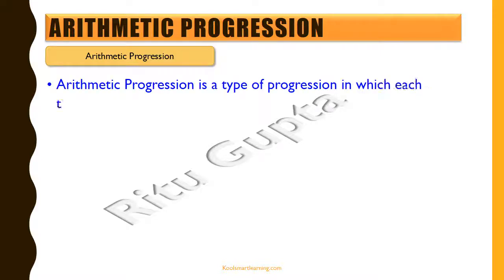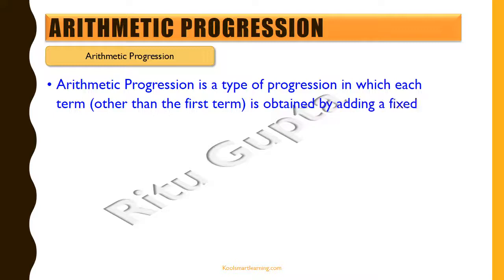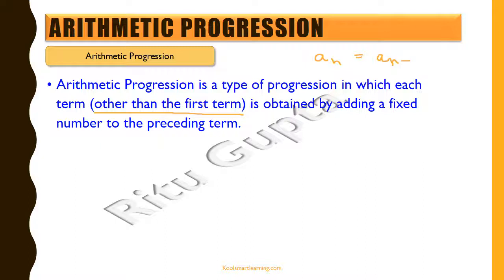Arithmetic progression is a type of progression in which each term other than the first term is obtained by adding a fixed number to the preceding term. So we just said that we can write the general term in terms of a previous term. If the nth term is the previous term plus some fixed number, which we represent as d, then it is an arithmetic progression.